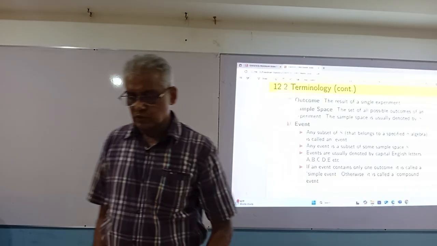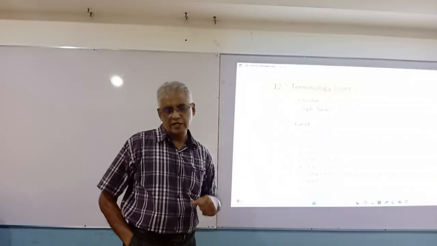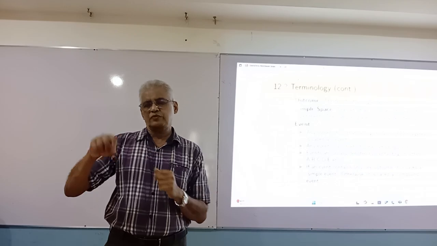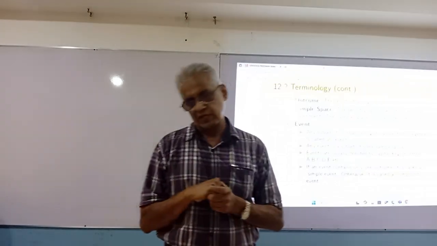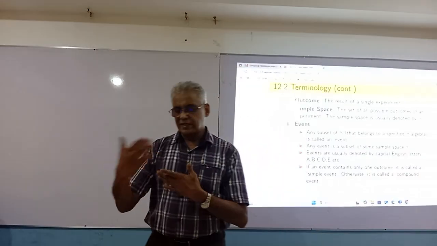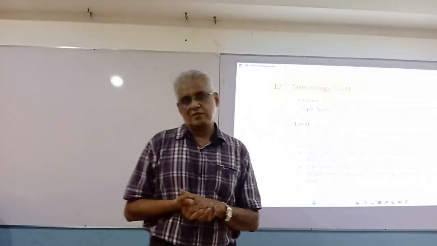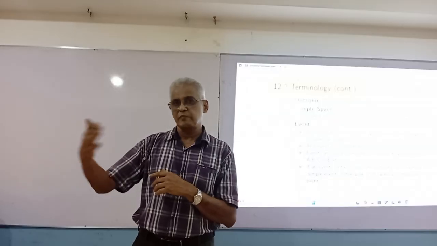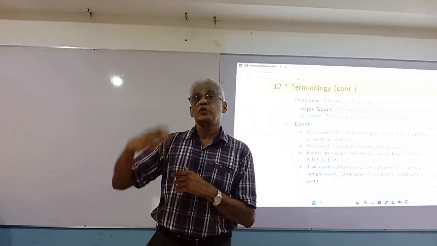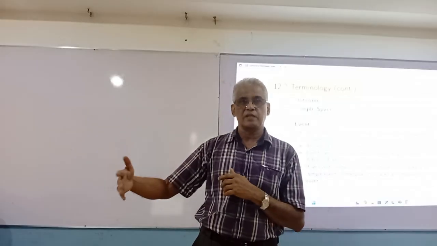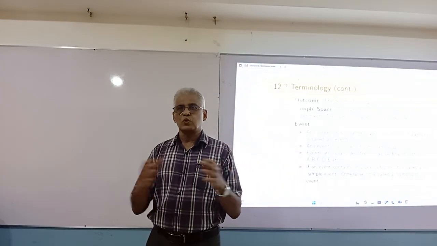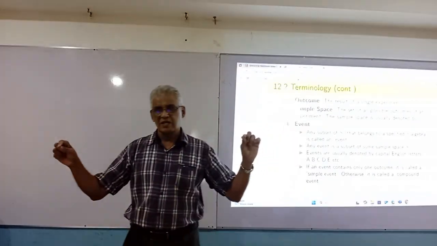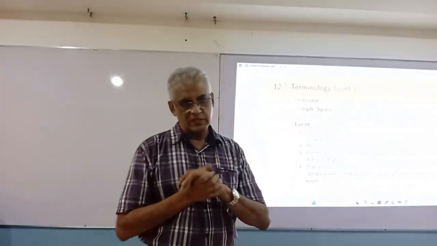To continue the terminology, random experiment is one important word. The outcome is the result of any single experiment. Then there is the set of all possible outcomes. Random experiments are possible to repeat, so if you repeat the experiment again and again, different outcomes will come. The set of all possible outcomes can be written down as a set, and that set is called the sample space.